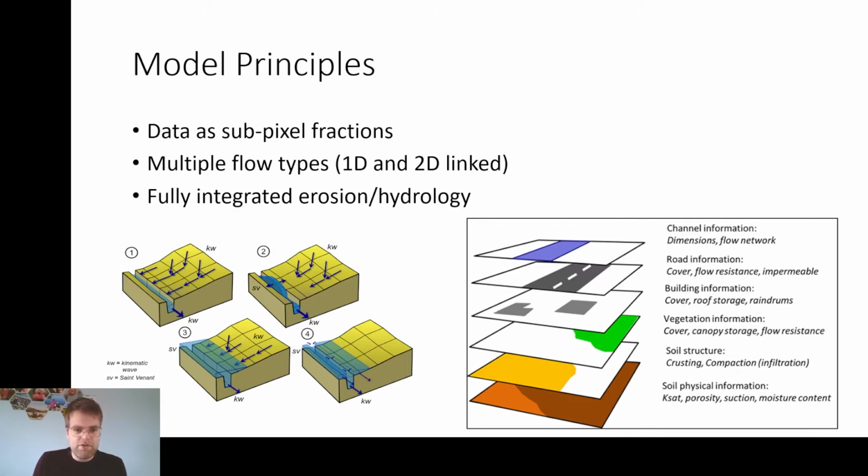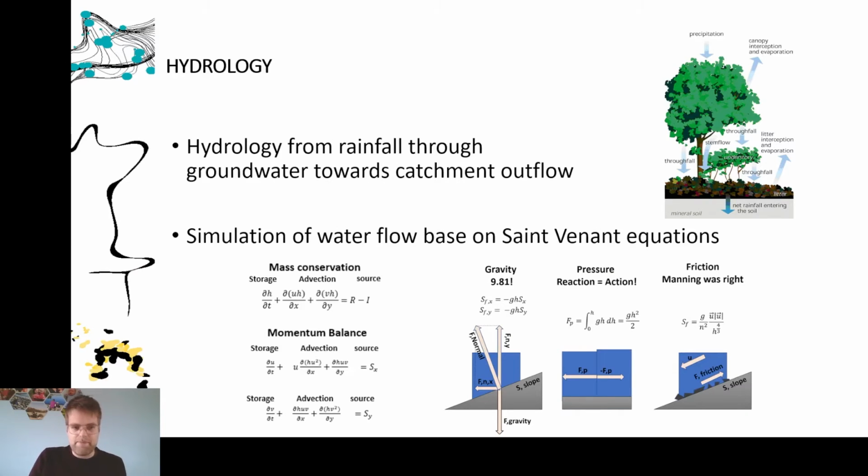We feature several flow types, 1D and 2D for channels and surface flow, and they are linked. And everything is fully integrated with erosion and hydrology. So our hydrological description is, as you would expect, starting from precipitation, vegetation, soil effects, etc., all towards a recharge of rivers, and finally groundwater flow towards the outlet. Now, surface flow we simulate using the full Saint-Venant equations, so full dynamical flow simulation, including gravity, pressure, frictional forces, and inertia.